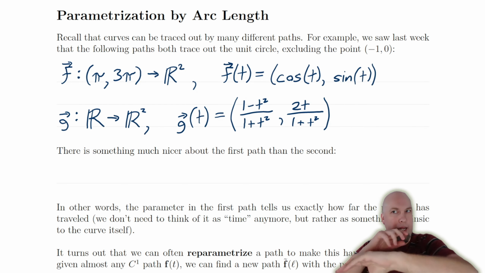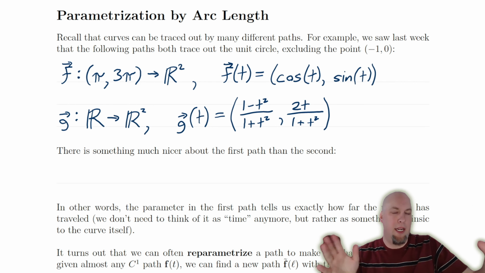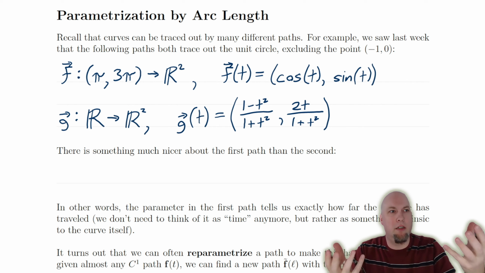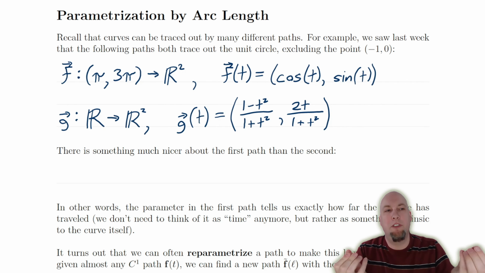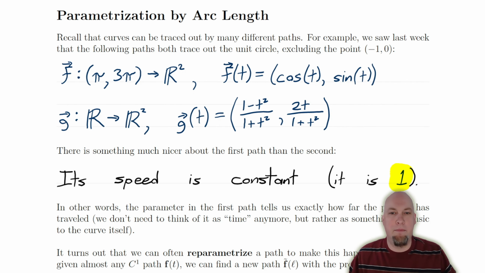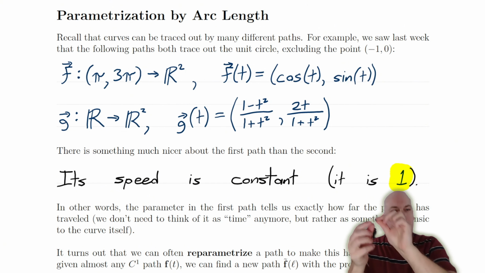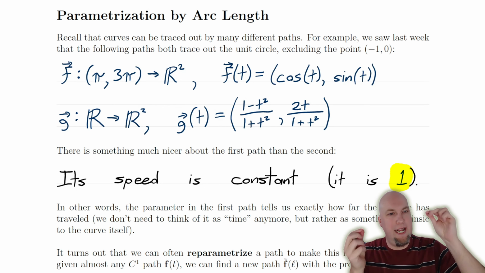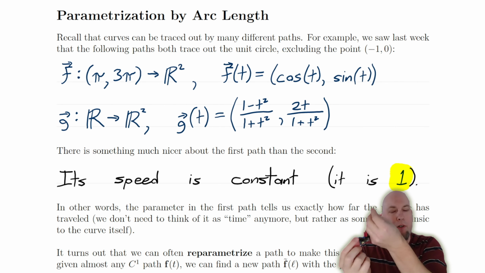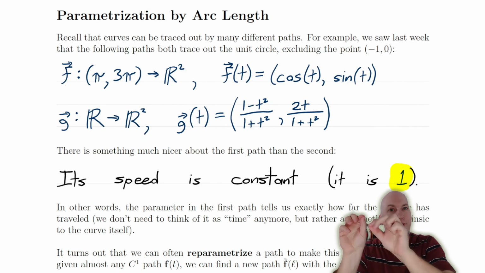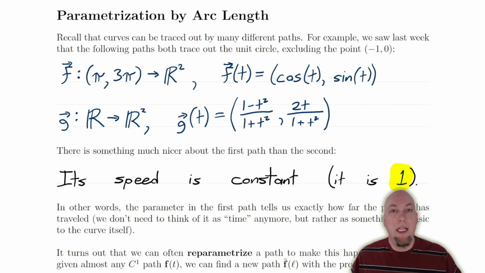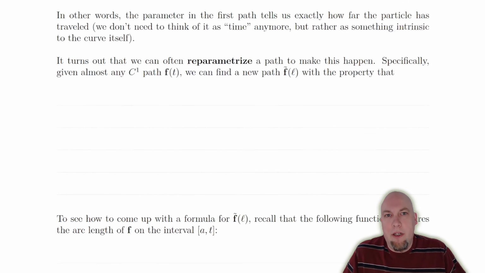We want to show that if you give me any curve, and it's going to have to be sufficiently smooth for all this to work out, but basically any curve, can you find a path that traces out that curve and has constant speed 1? In other words, the parameter just specifies how far along the curve the particle has moved at that point. And it turns out that basically, yes, you can always do this.